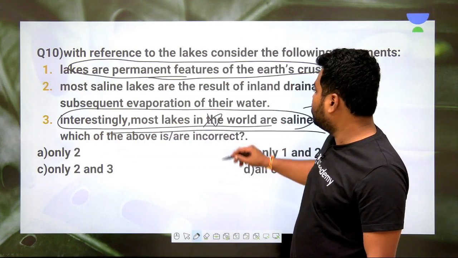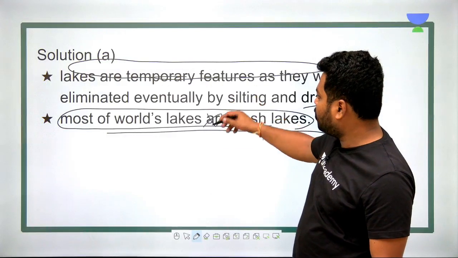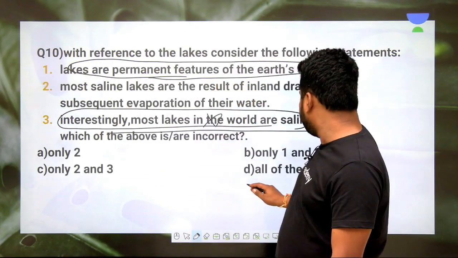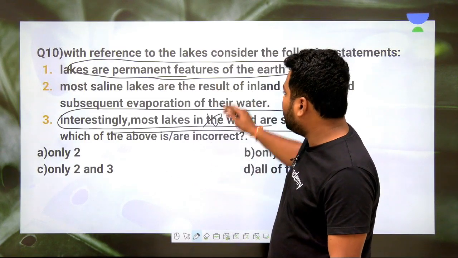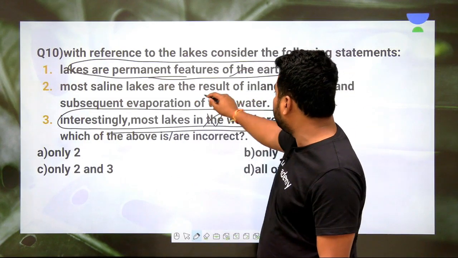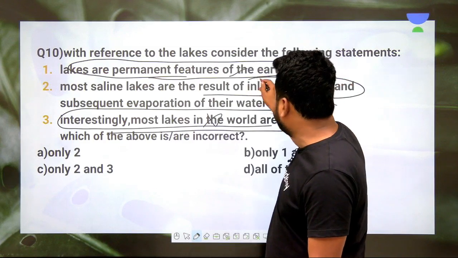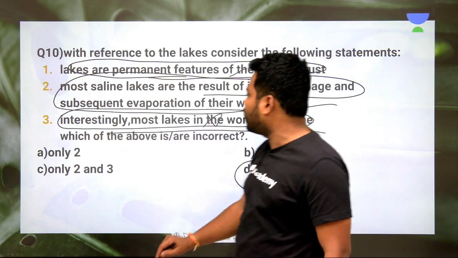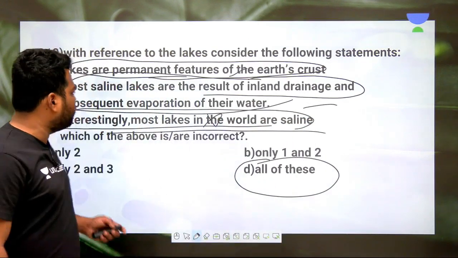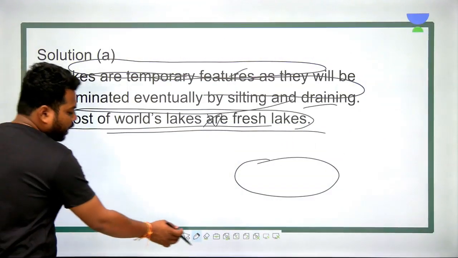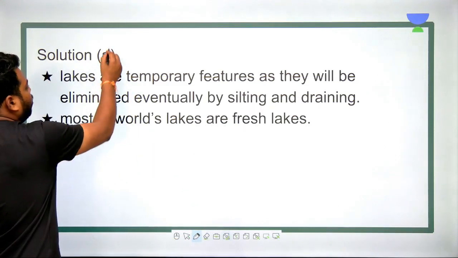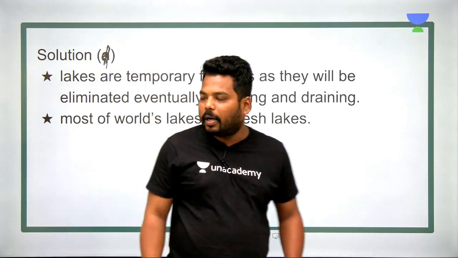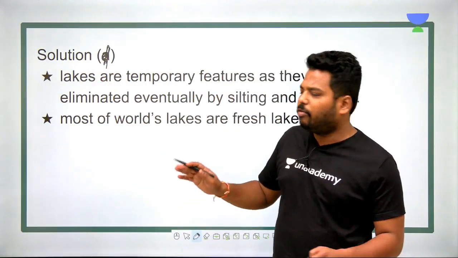And if you see the next option, here it has been given as A, but accordingly 1 and 3, most saline lakes are the resultants of inland drainage. This is also false. So all of these which are given are absolutely false statements. Actually the option should be D here. Clear? So it was a mistake. The option should be D, but here I have mentioned it as A. Sorry for this mistake.